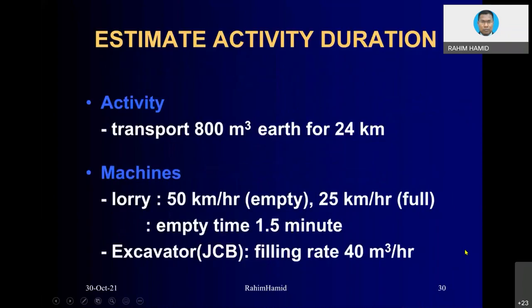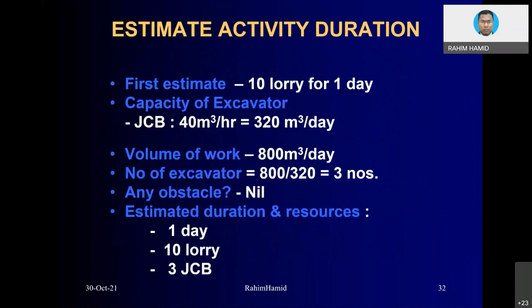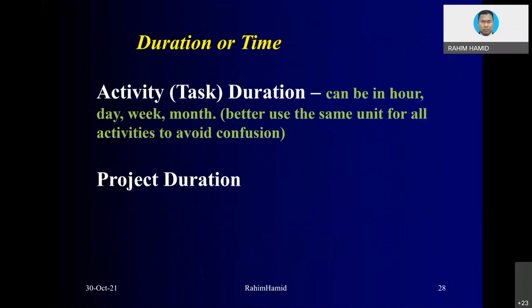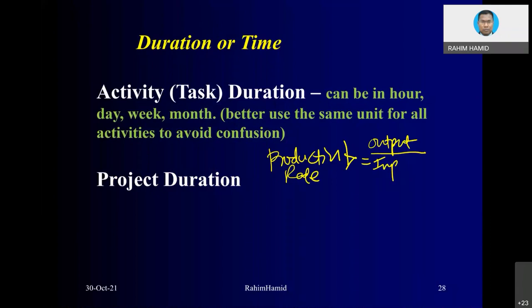Now let's give some examples of how to calculate. The concept of activity duration is basically derived from the concept of productivity rate. What is productivity rate? Productivity rate is defined as output per input, where output is normally in terms of quantity and input in terms of time. So P is equivalent to Q over T.